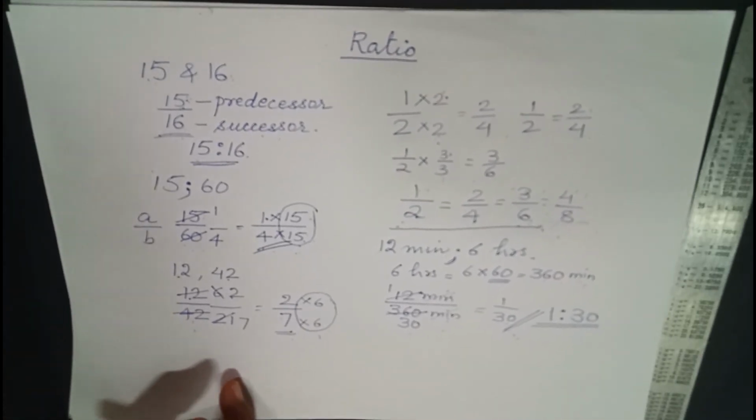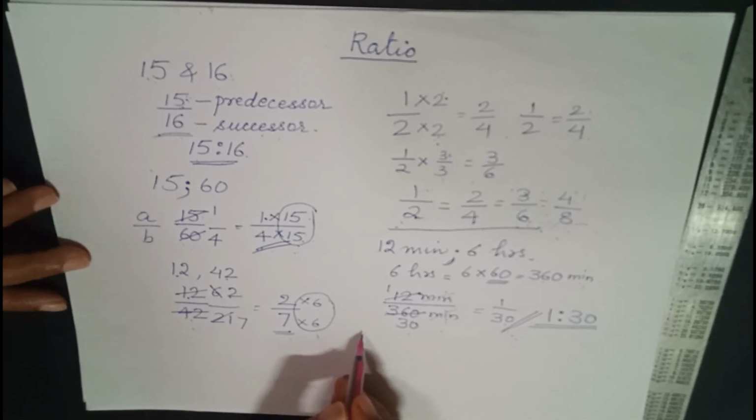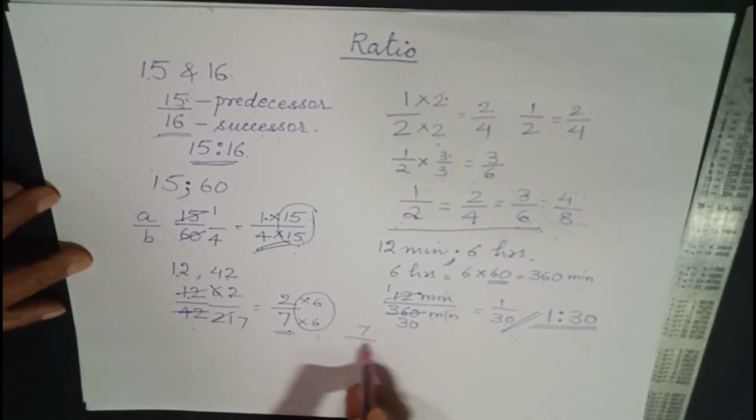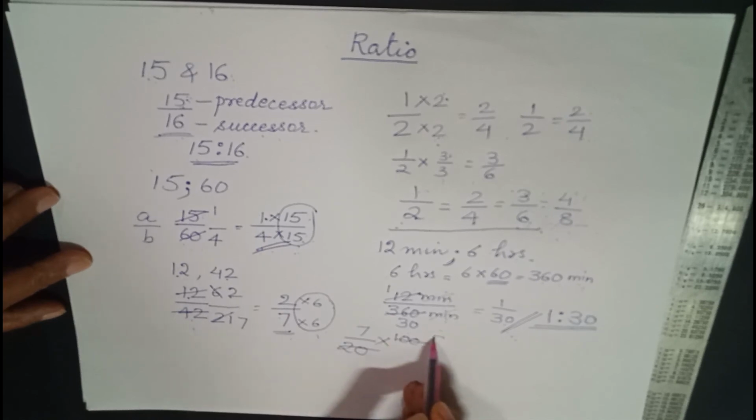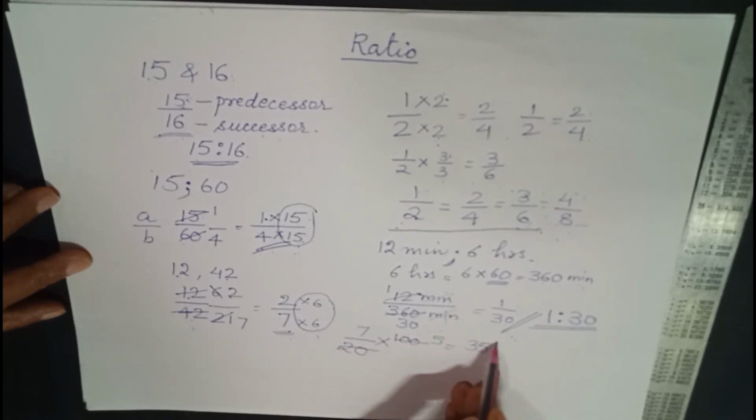And then how to convert into percentage. When a ratio is given, you just have to multiply. Like if 7/20 is given, you just multiply by 100, cancel whatever is possible, and the remaining answer that you get is the percentage.